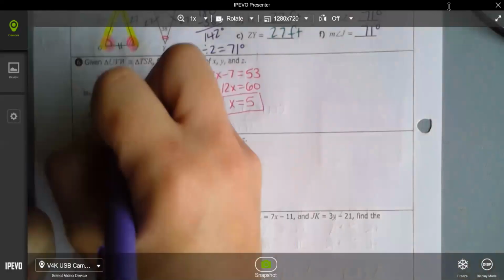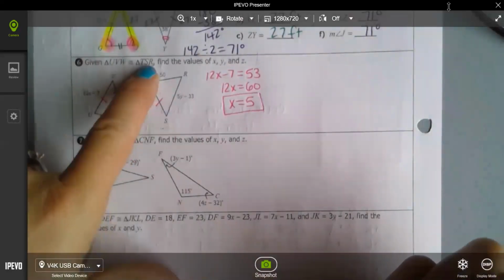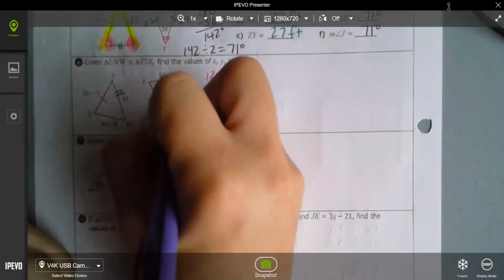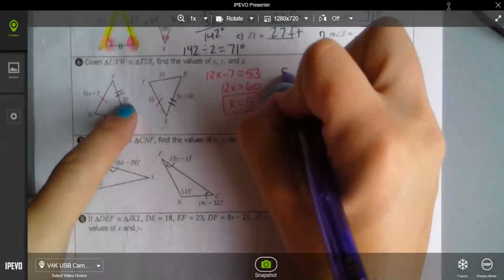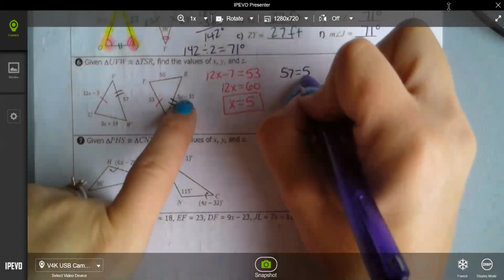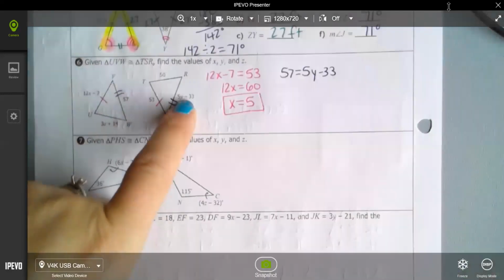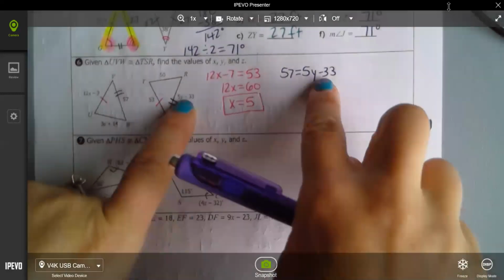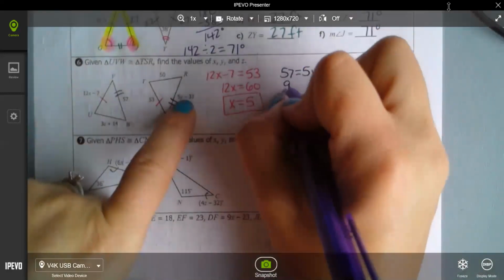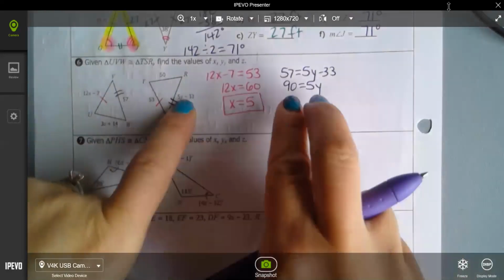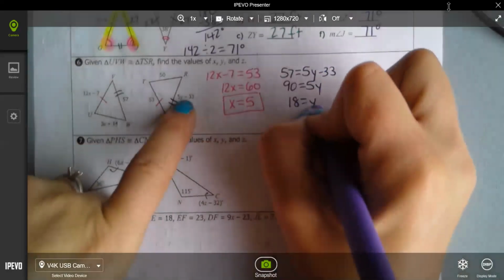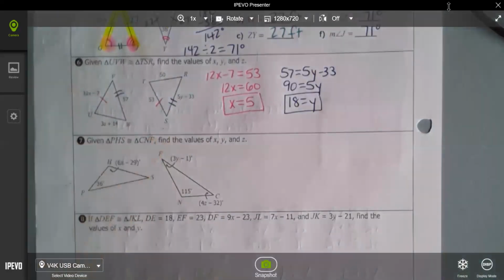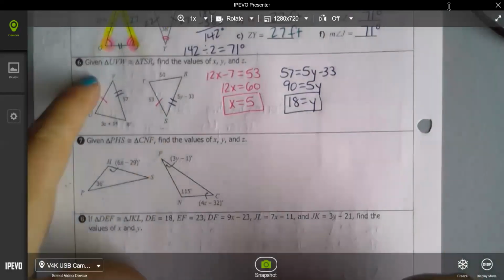VW is that one, has to go with SR. That's that one. So now I know that those two have to be equal to each other, and I can write that equation. So that's going to say that 57 has to be equal to 5y minus 33. And then I'm adding 33 on both sides. That puts me at 90. And then I'm dividing both sides by 5. 90 divided by 5 is 18. Here's the second answer.